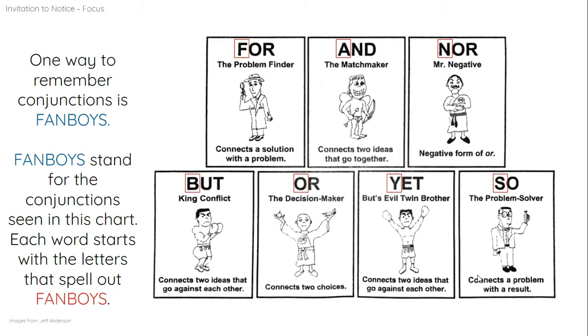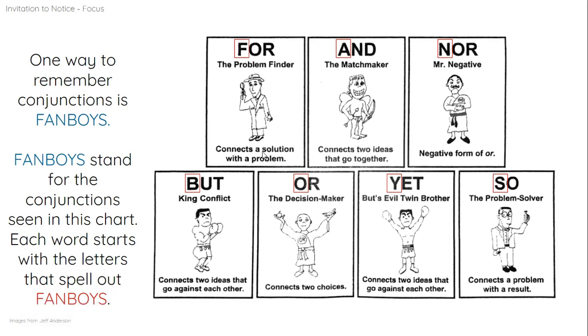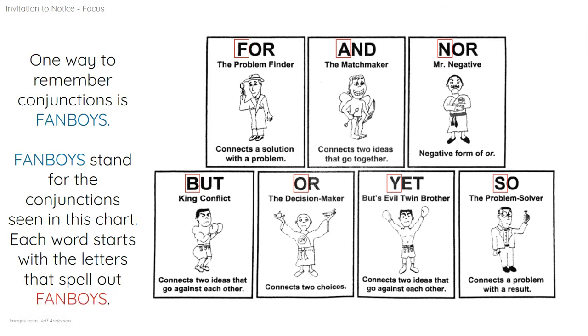Here are your fanboys, your conjunctions that you can use to glue sentences together. Okay. Up here at the top, we have for, and, nor, but, or, yet. And these posters tell why you use them. For example, you use for if you're connecting a solution with the problem. You use and to connect 2 ideas that go together, and then you can read the rest of these. The video that you watched in the slide before also has some great ways that you can use these and the proper way to use them. But these, boys and girls, are all those conjunctions that are going to glue those two sentences together.